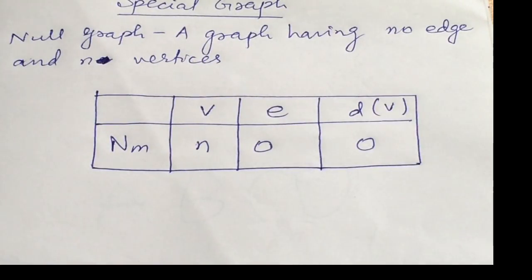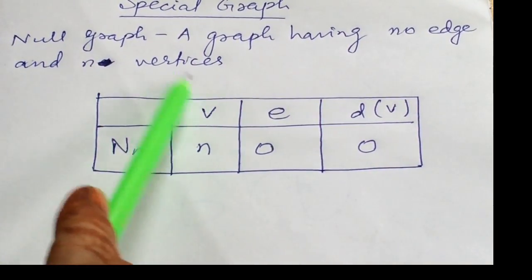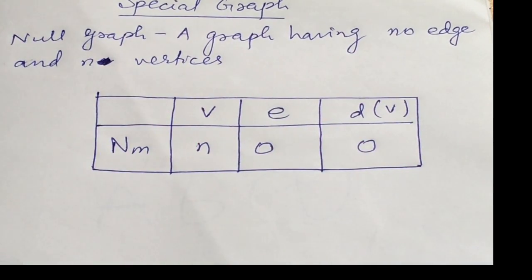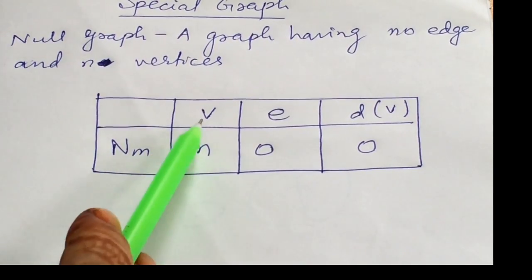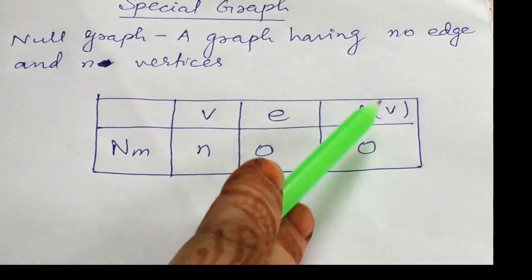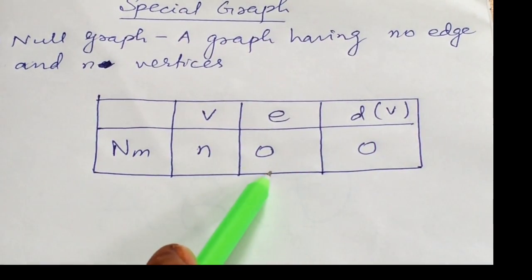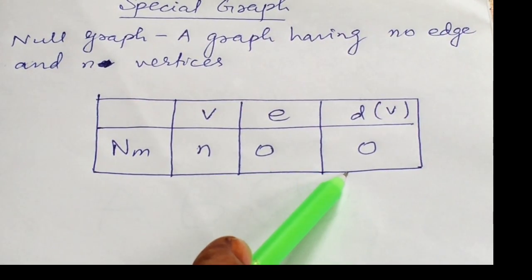So the first one is null graph. A graph having no edge and n vertices is called null graph. It means they have no edges, but it has some vertices. It can have one vertex, it can have two vertices, and I am denoting null graph as Nn. Here V is vertices, E is edges, and degree d of V is degree of vertex. Suppose there are n vertices, but the number of edges will always be 0. Since there are no edges, the degree of vertices will also be 0.